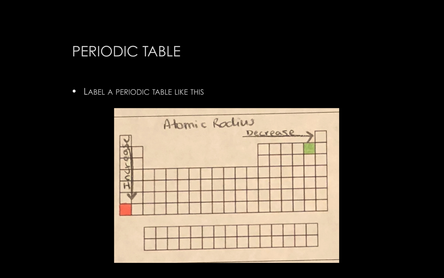Go ahead and get out another periodic table. I colored francium red and fluorine green. When we talk about periodic trends, we're always talking about going towards fluorine and going towards francium. So it's always down a group and to the right. So again, atomic radius, as we go down a group, it increases. So my arrow is pointing down, and I have put increase. And then I have an arrow pointing towards fluorine, and atomic radius decreases going towards fluorine.